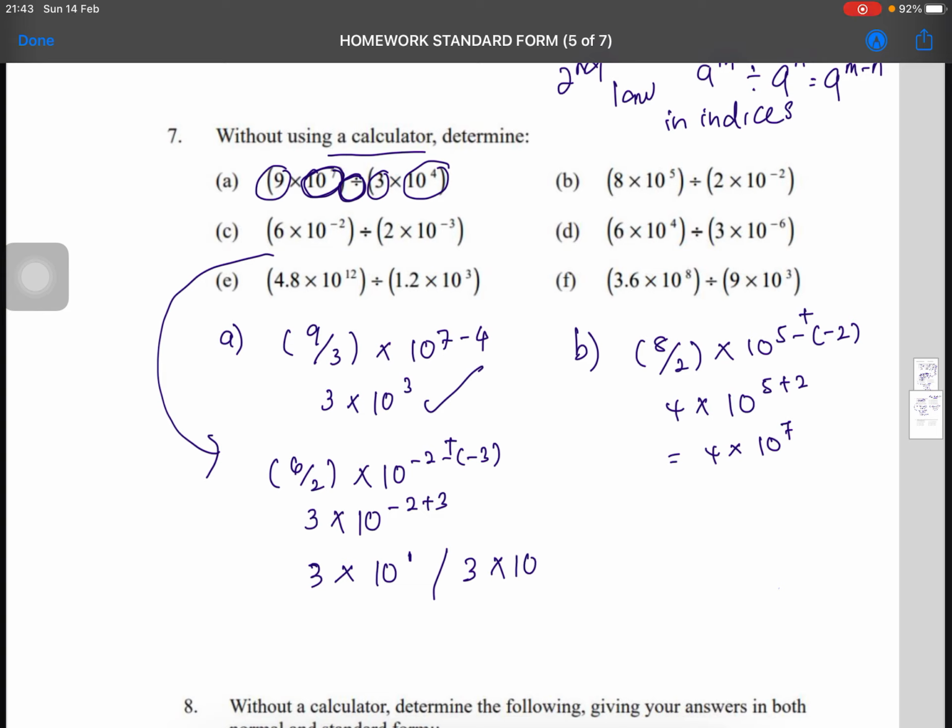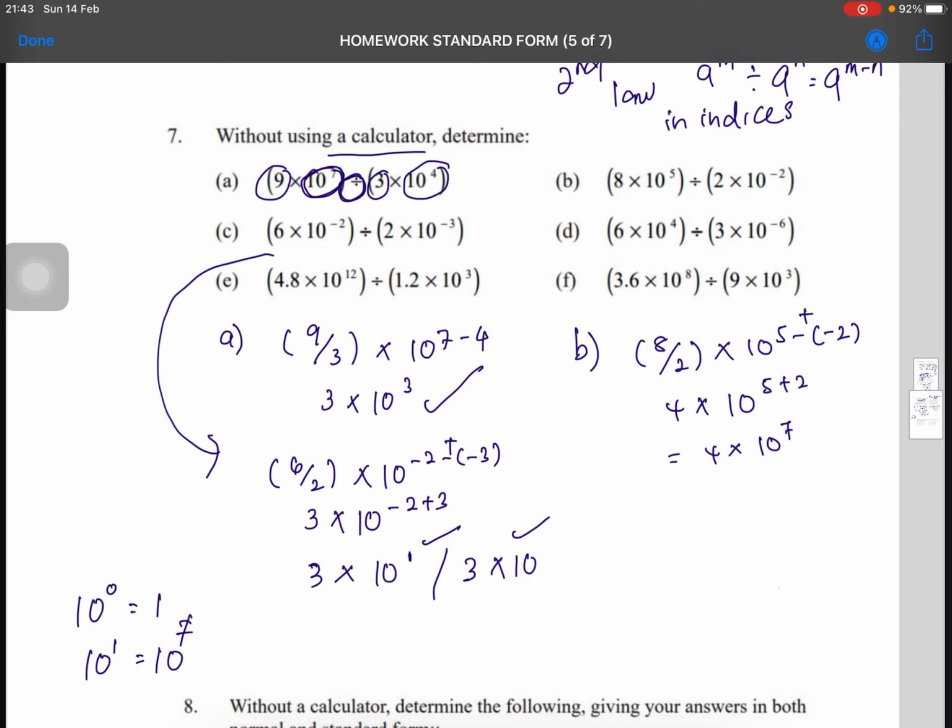That means we know that the power is 1, not 0. Okay, 10 to the power of 0 becomes 1. Is it the same? This one is 10 to the power of 1. 10 to the power of 1 is 10. So not equal. So that means here the power is 1. You can put your answer like this or like this. Correct.